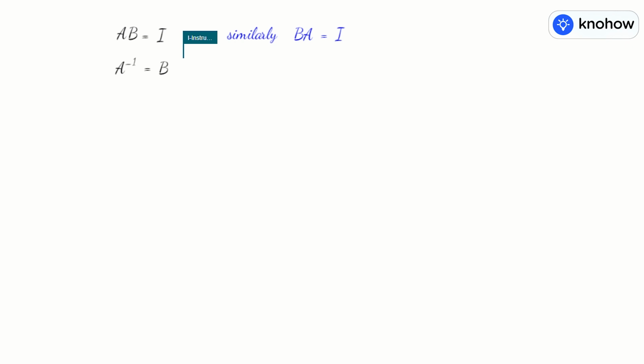Now concerning inverse of matrices, we have two theorems. Theorem 1, please note down the statement: inverse of a square matrix, if it exists, is unique.